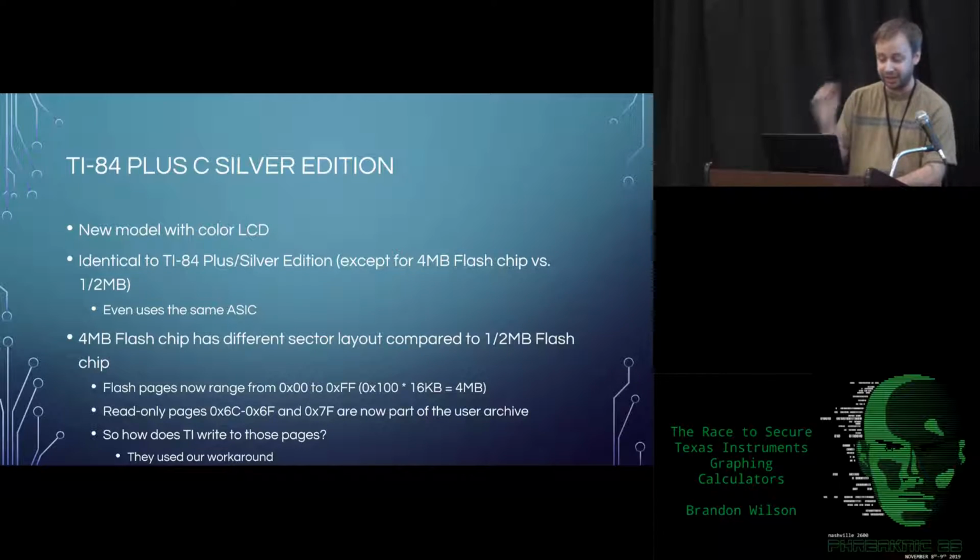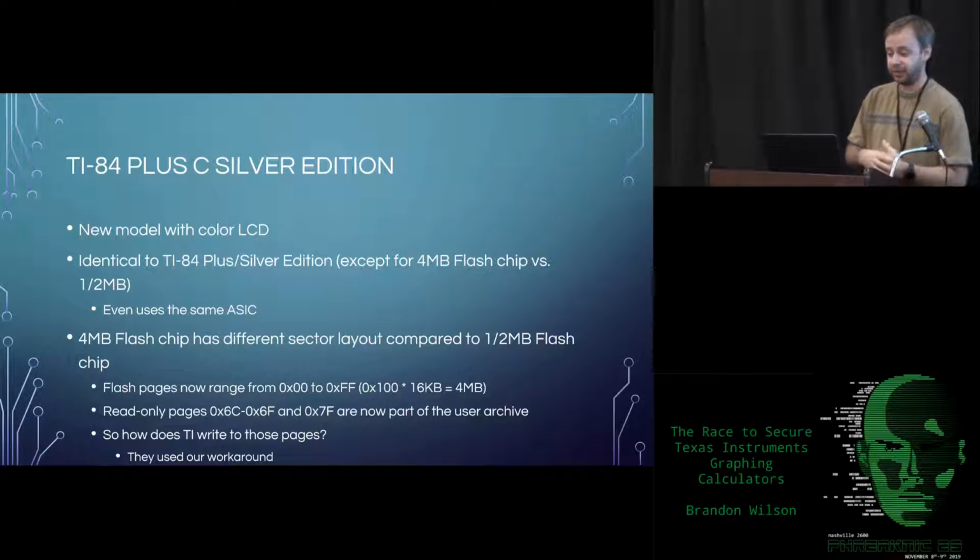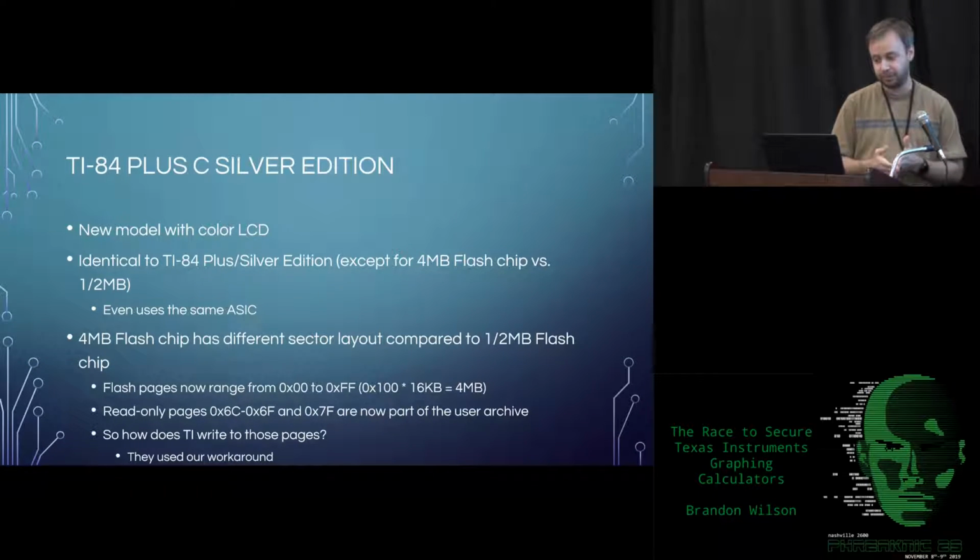They even used exactly the same ASIC, even though it wasn't designed to work with a flash chip that was larger than 2 megabytes. Now the problem is the 4 megabyte flash chip has a different sector layout compared to the 1 megabyte and 2 megabyte flash chips in the older models. So the supposedly read-only pages at the end of the 2 megabyte flash chip are now in the middle of the 4 megabyte flash chip, which is now part of the new calculator's user archive, so they need to be able to modify that. But their ASIC is designed to protect against that, so what do they do?